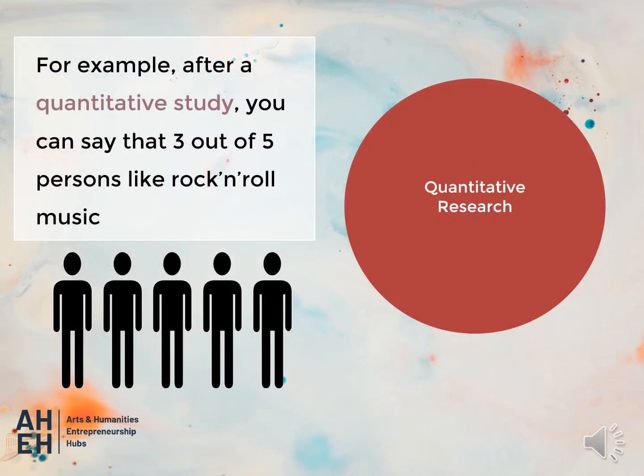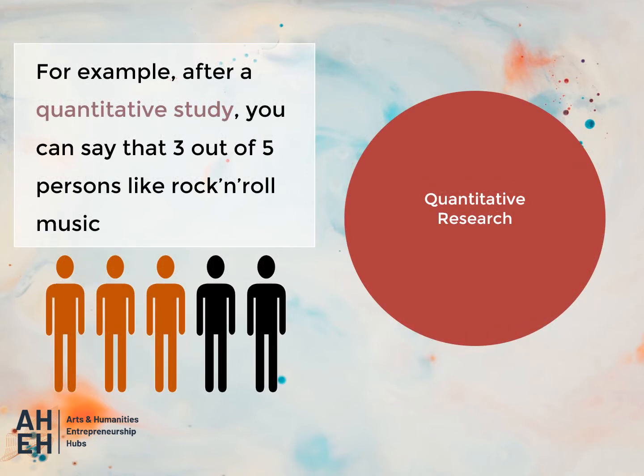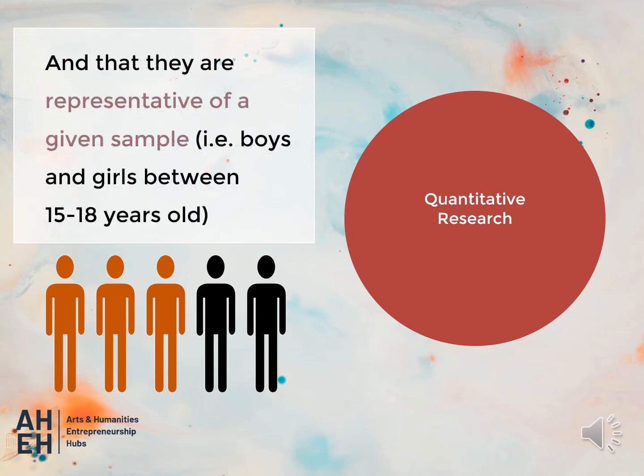For example, after a quantitative study, you can say that 3 out of 5 persons like rock and roll music, and that they are representative of a given sample. For example, boys and girls between 15 and 18 years old.